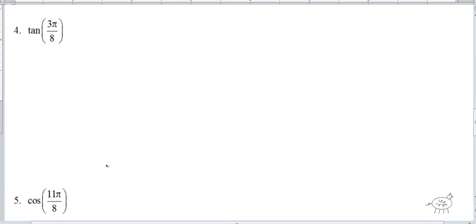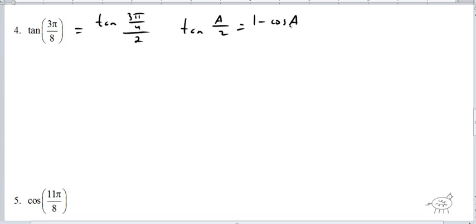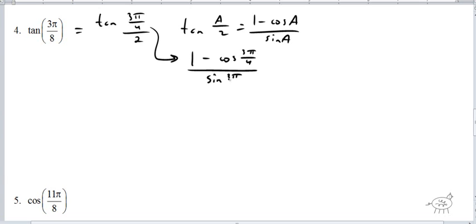Now we have everything in terms of radians. So this is going to be tangent of 3 pi over 4 over 2. Let me write the equation again. Tangent of a over 2 is 1 minus cosine of a over sine of a. So from this point here, we're going to say 1 minus cosine of 3 pi over 4 over sine of 3 pi over 4.